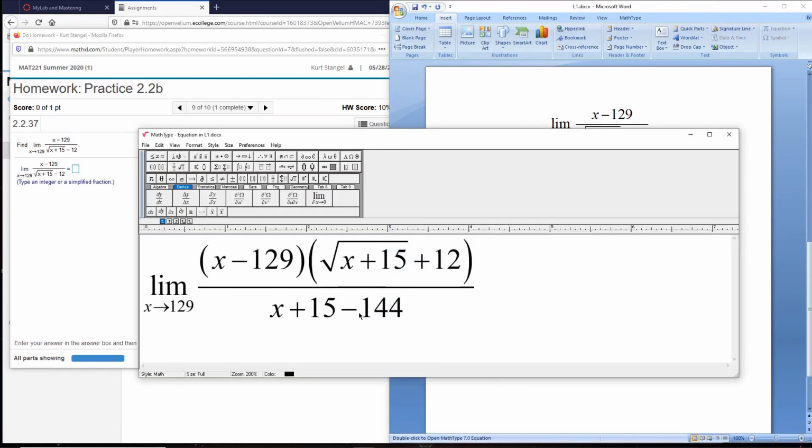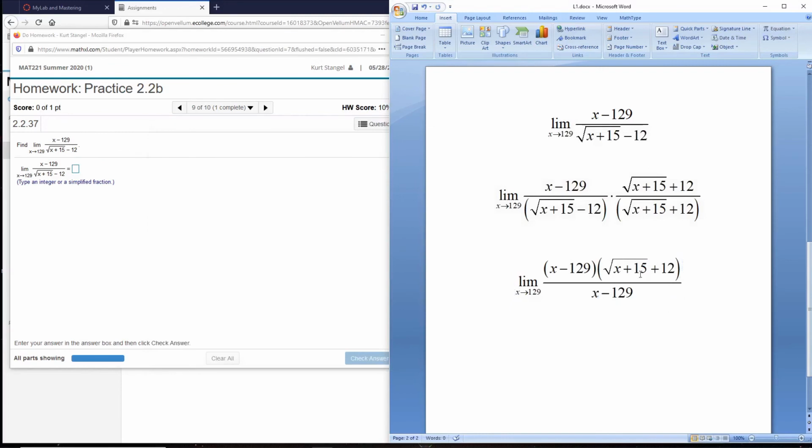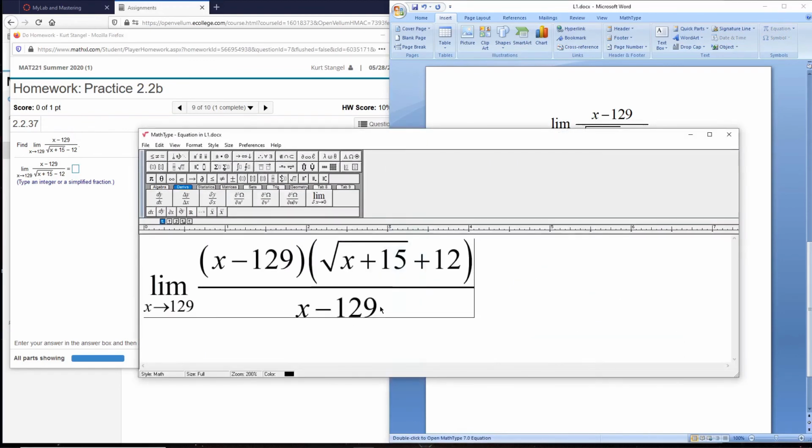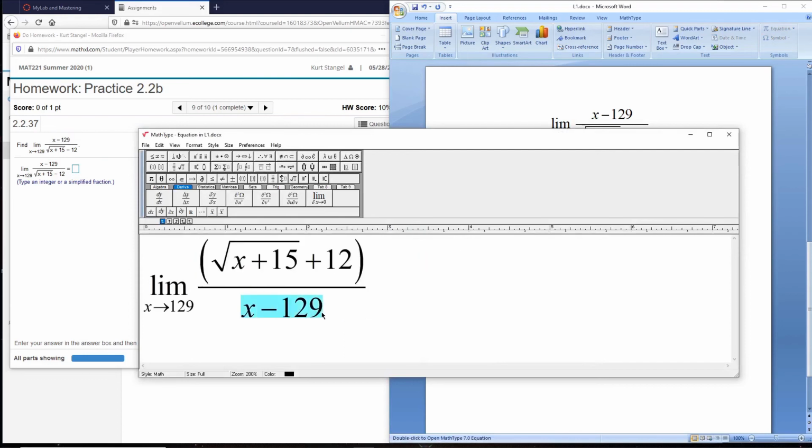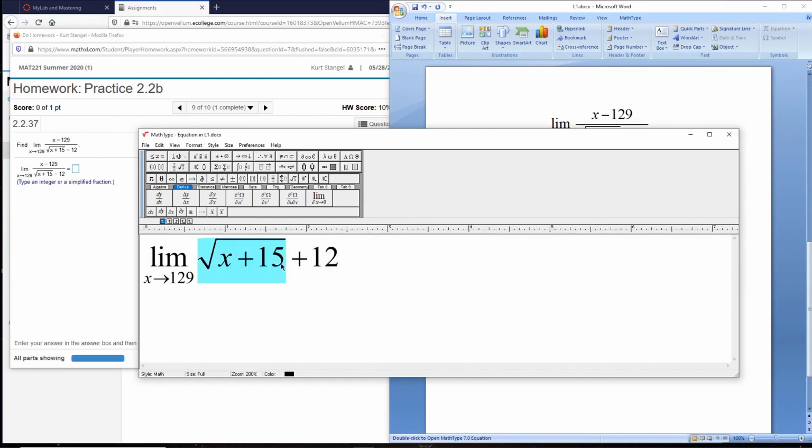And 15 minus 144 is minus 129. And you can see now that these x minus 129s will divide out. And of course, we don't need that division by 1 anymore. We can get rid of all that. And here is now the limit, what we've reduced it to.